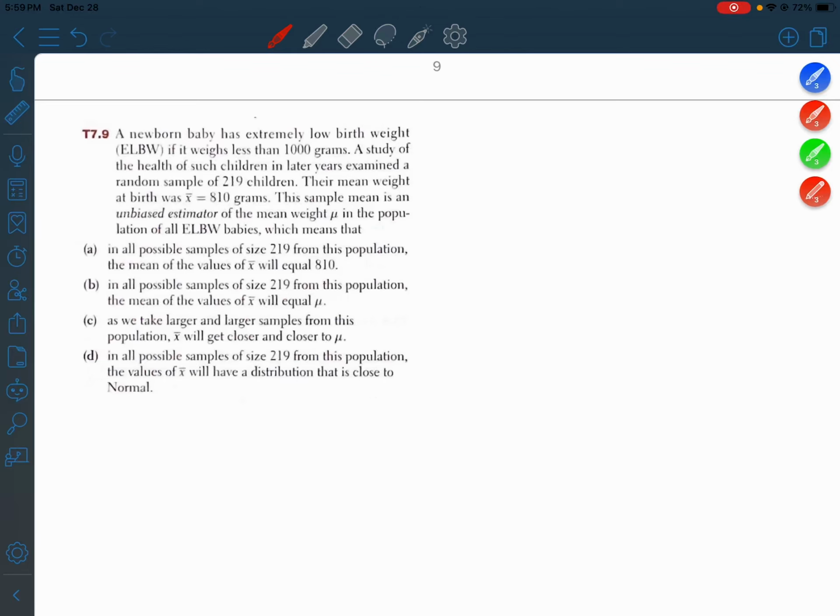T7.9. A newborn baby has extremely low birth weight, ELBW, if it weighs less than 1,000 grams. A study of the health of such children in later years examined a random sample of 219 children. Their mean weight at birth was X bar equals 810 grams.